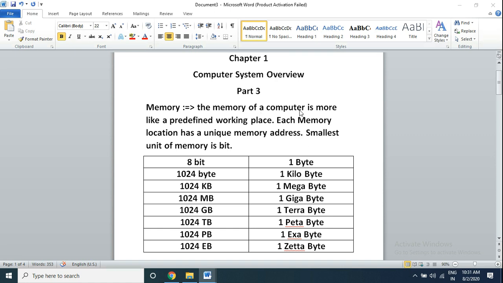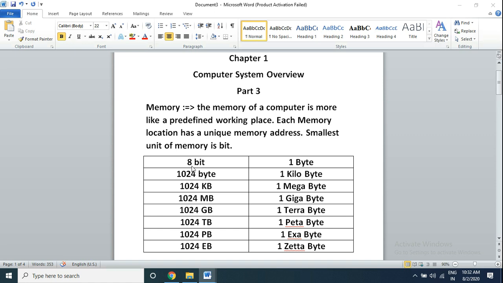Memory of a computer is more like a predefined working place. Each memory location has a unique memory address. So the smallest unit of memory is a bit. Whatever data we store in memory, it is stored in a working place or location which has a unique memory address. In a computer, everything is decided by the memory, and memory's smallest unit is known as a bit.